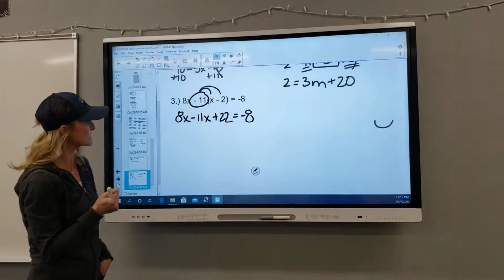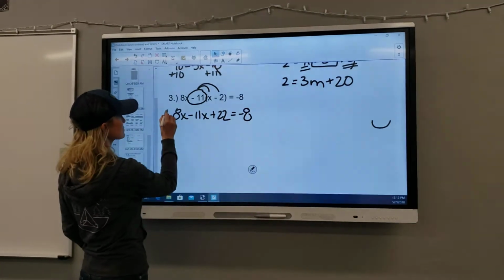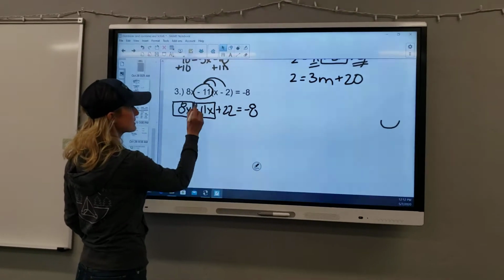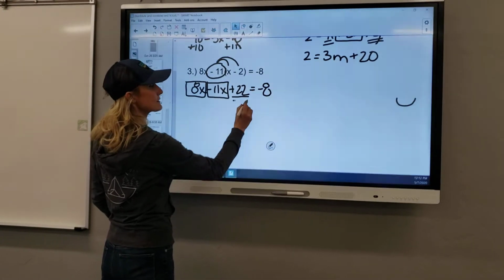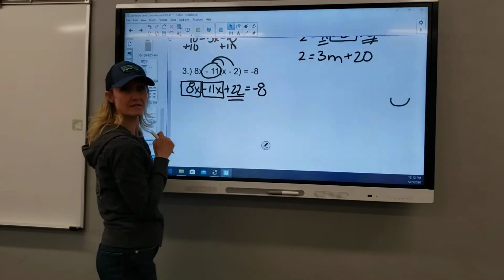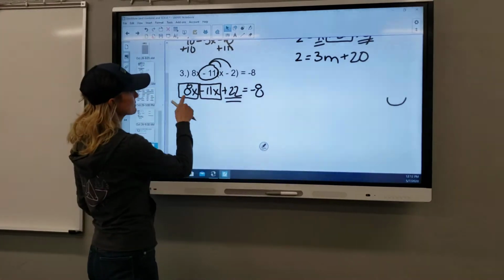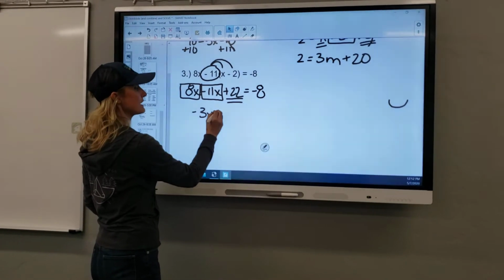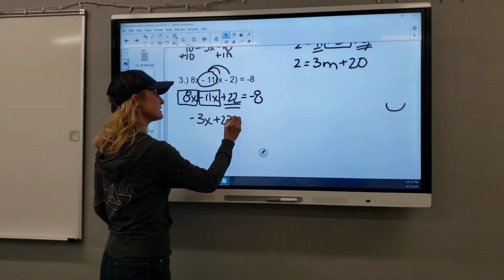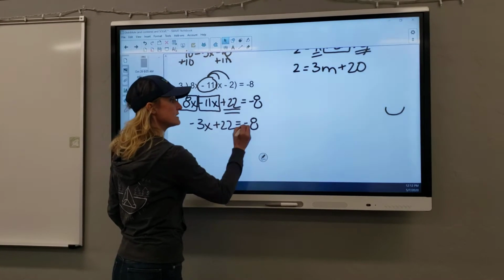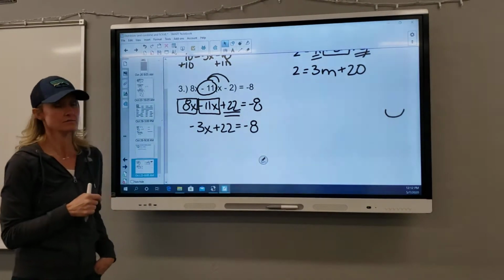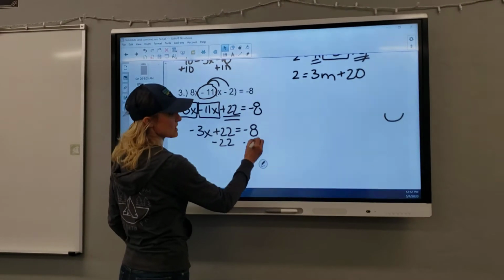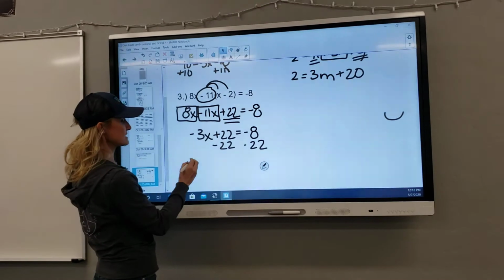My second step is to combine my like terms. So I've got an x term here, I've got an x term here, and that's it. And then here are my numbers. I'm not going to combine these two because they're on different sides of the equation. So I'm going to put these two together with -3x plus 22 equals -8. And we're back to a two-step equation, which you can do. I'll do it quickly, just so you could check your answer. You could pause the video before you went ahead and finished this.